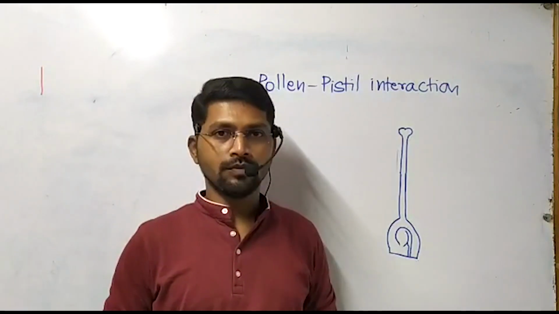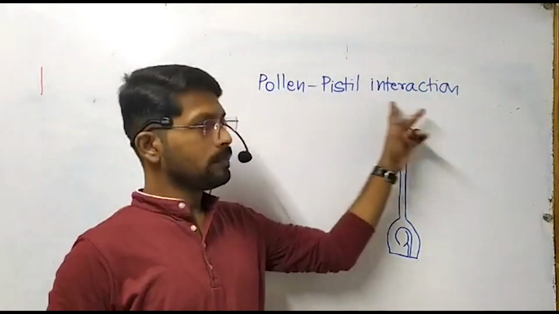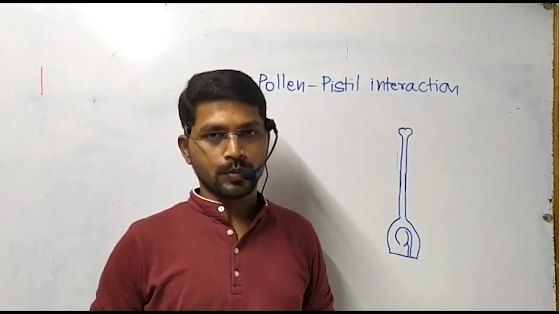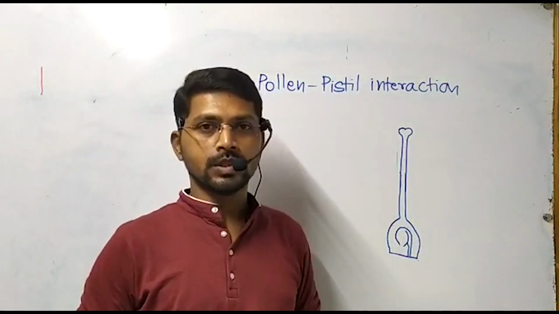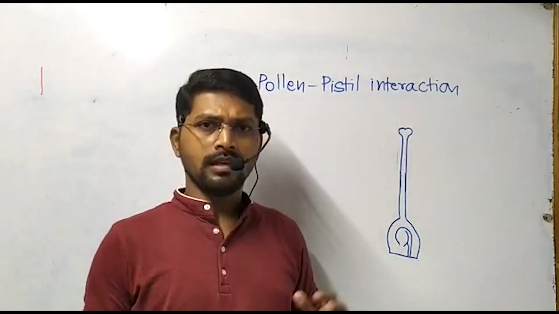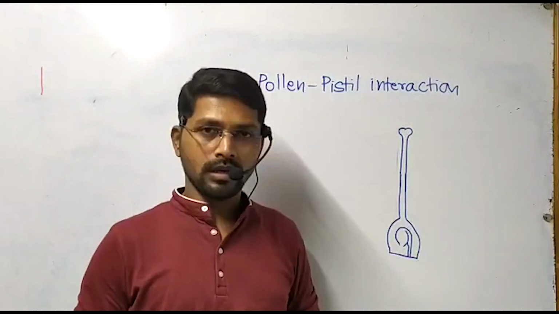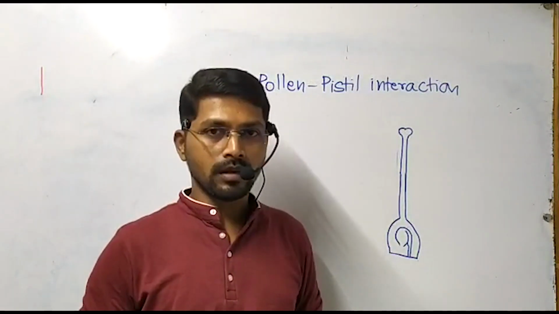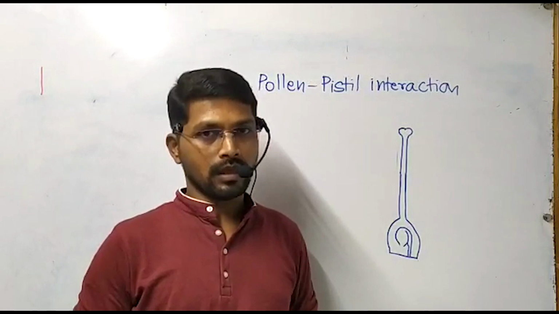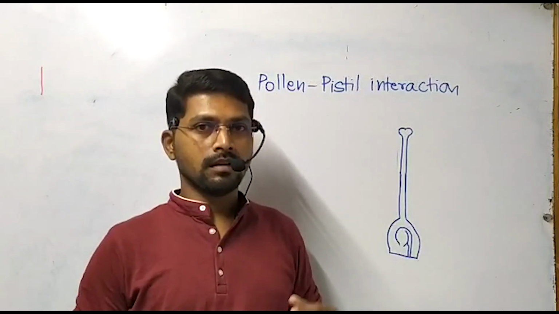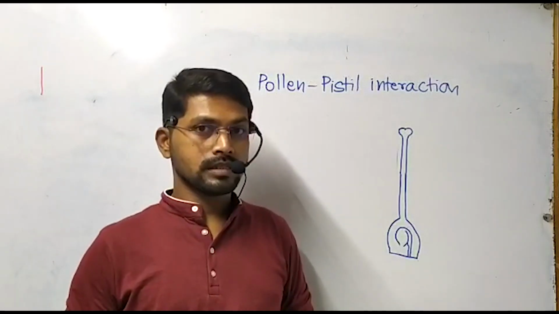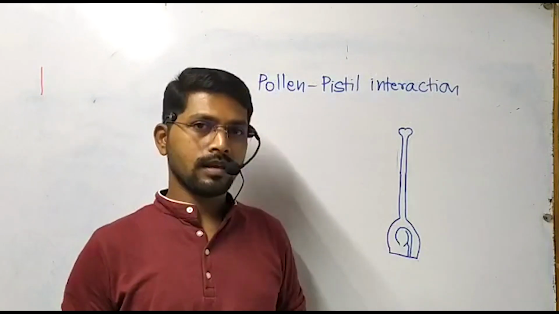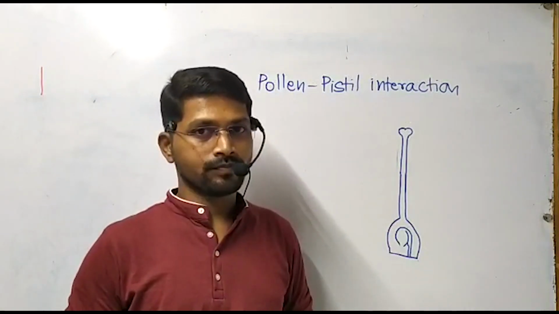Students, in this lecture we are going to discuss the pollen-pistil interaction seen in angiosperms. In our previous lectures we have already studied the different mechanisms of pollination, different agencies of pollination, and how exactly they are working. In this lecture we are going to discuss how exactly the pollen grain is interacting with the carpel.